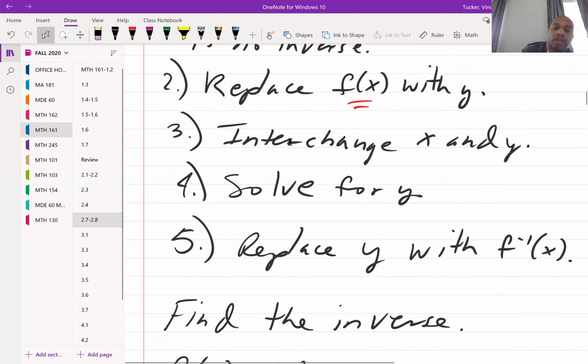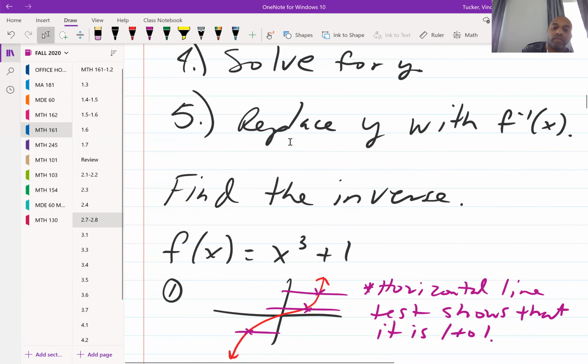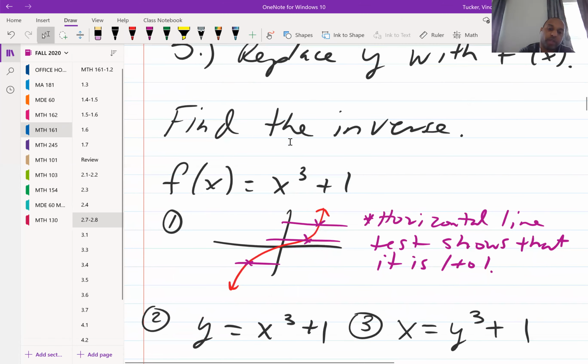All right. So let's try this out. So the first one we have f of x is equal to x cubed plus 1. So I just looked at the graph and used a horizontal line test, and that shows that it is one-to-one. Since it is one-to-one, that means we can continue on with our process. Step 1 is to take f of x and plug in y for it.